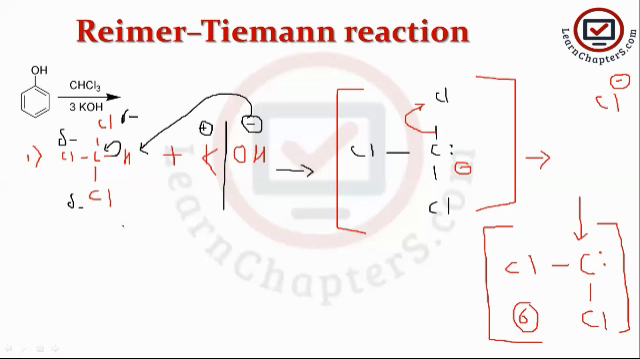Next point is, when this carbene reacts with the benzene ring. So we know that the benzene ring is an electron rich species because it has lots of double bonds.